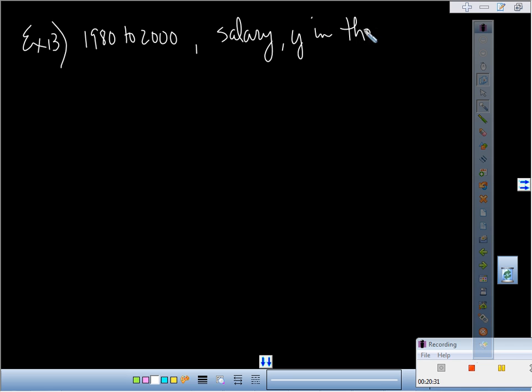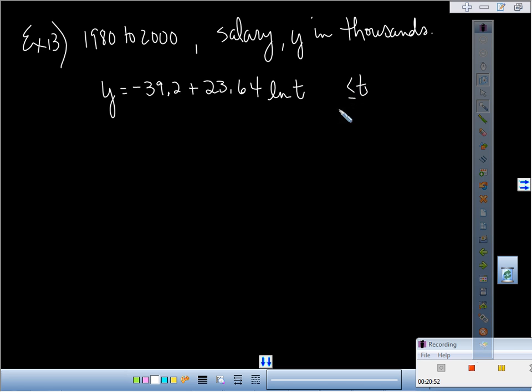In thousands is given by this equation. Y is equal to negative 39.2 plus 23.64 ln of t. Obviously, t has a restriction from 10 to 30. Now, this is a crazy thing right here, okay? Yeah, that's what you go, 10 to 30. And here's why. Because t equals 10 corresponds to 1980. Now, that's crazy, isn't it?